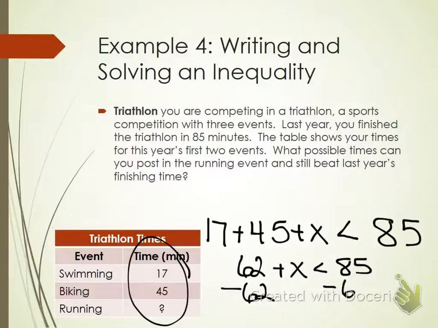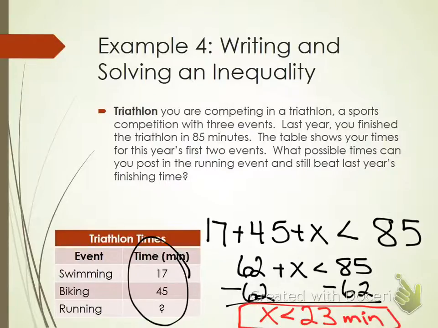Subtract 62 from both sides. And my time, x, has to be less than 23. Less than 23 minutes. What does that mean? It means that if I run 23 minutes, then I don't beat my time. I have to run it in 22 minutes and however many seconds to beat it. All right, so writing and solving an inequality. If you understand that, that is everything you need to know for 3.4.